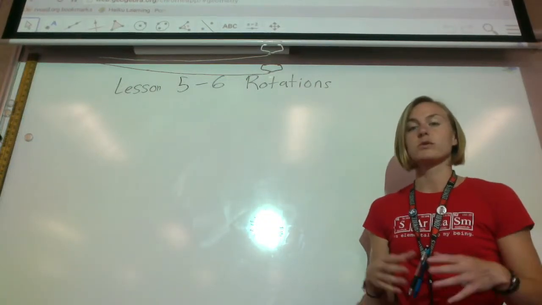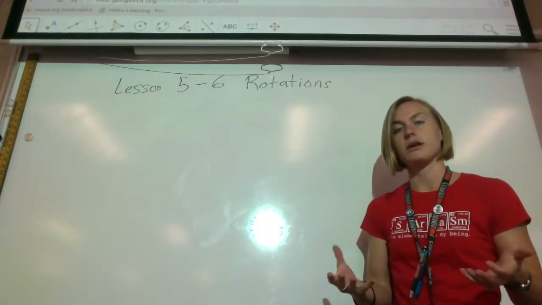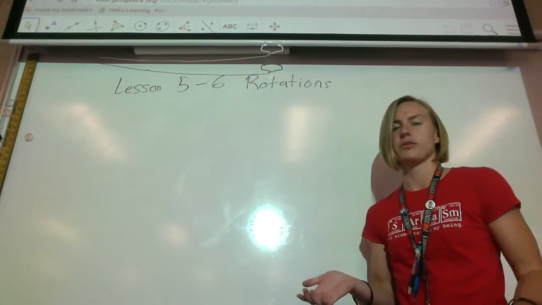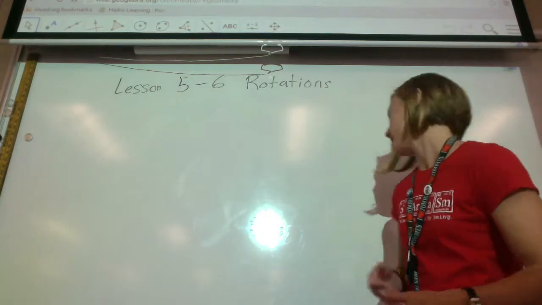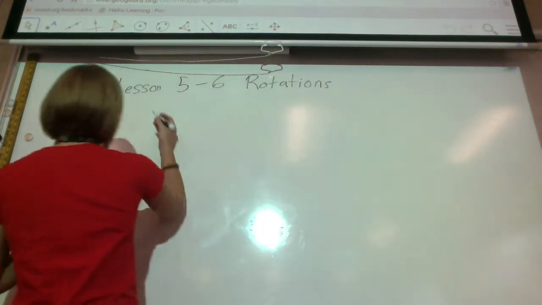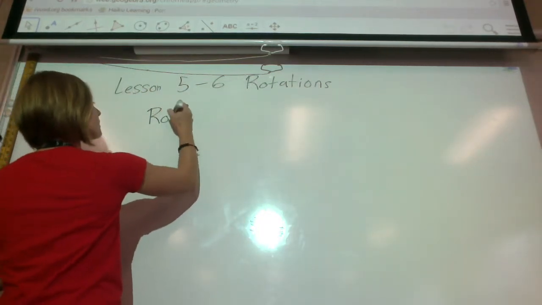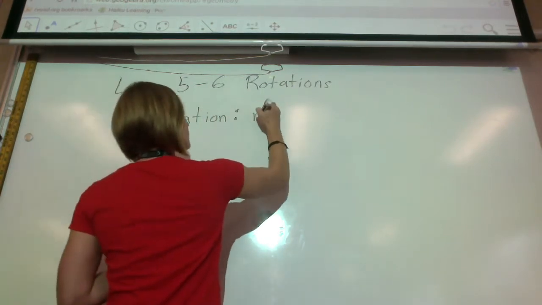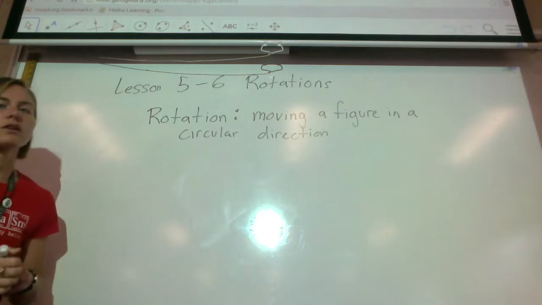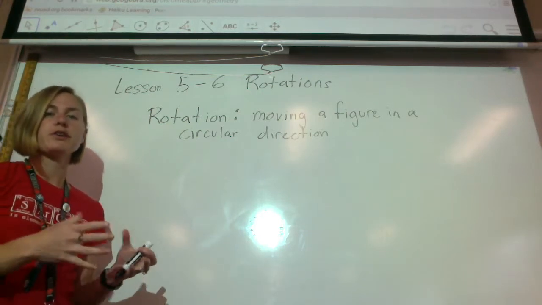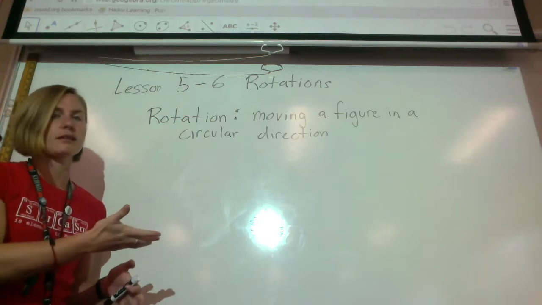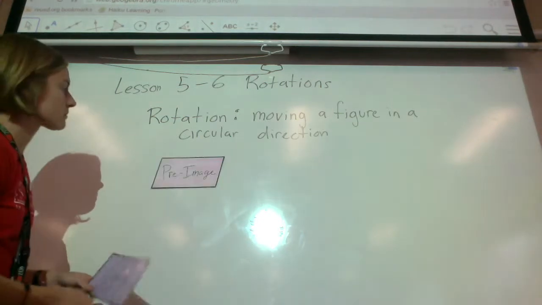Lesson 5 and 6 is about rotations, which is the last isometry that we have to learn. So let's get down the definition of rotation, even though I know most of you probably already can figure out what that means. Rotation means to move a figure in a circular direction. Obviously, you're just rotating something. So let's take a look at what that would look like.